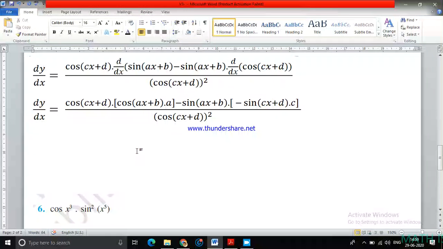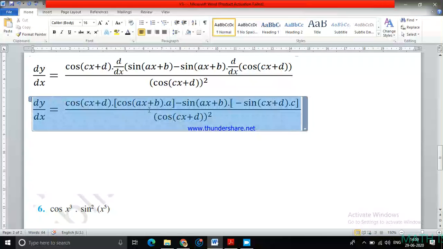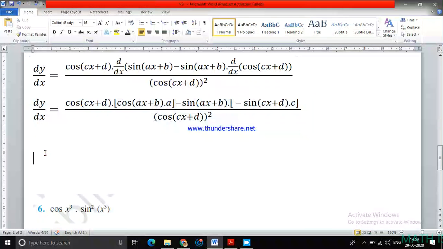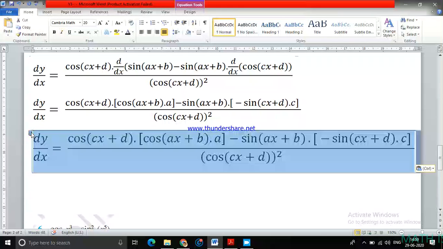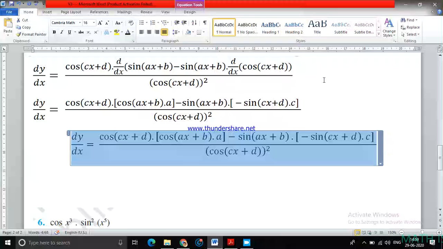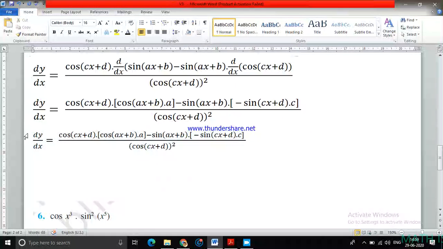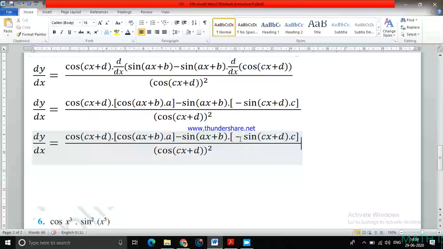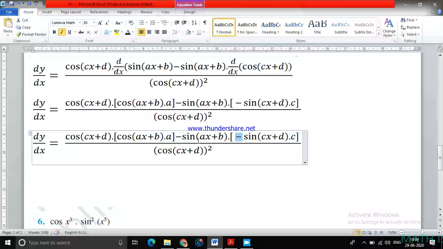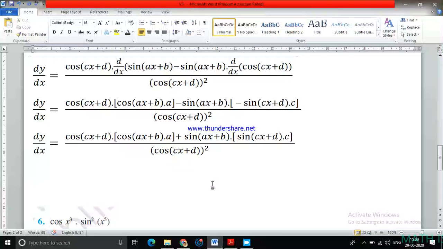So what you are going to get here, let me copy the entire step and I'll make the changes here. Let me increase the size. Now the change that will come is this minus will multiply with this minus, so it is going to be plus, and this minus sign will be outside.